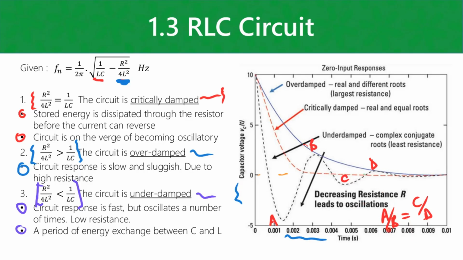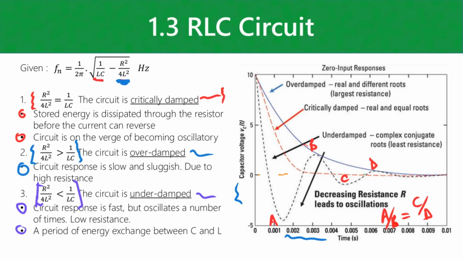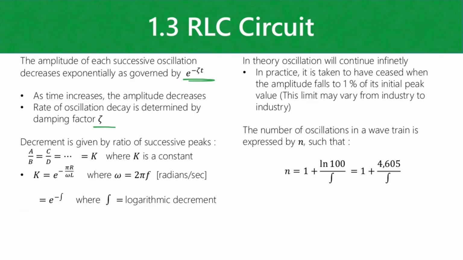So the ratio of A to B will be the same as C to D. And then if you had more oscillations, the ratio of each pair of peaks will equate to one another. I also want you guys to take note here that the period of the oscillations does not change. So there you have one period, there's the second period. As you can see, it's the same. So the frequency doesn't change.